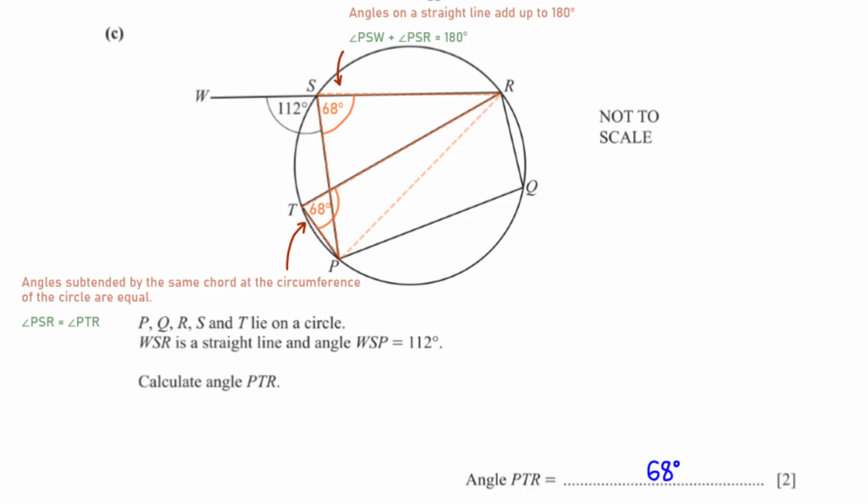P, Q, R, S, and T lie on a circle. WSR is a straight line and angle WSP is 112 degrees. Calculate angle PTR. Angles on a straight line add up to 180 degrees. So when we subtract 112 degrees from 180 degrees, we get 68 degrees. Chord PR subtends two angles at the circumference of the circle. These angles should be equal, and so angle PTR should be 68 degrees.